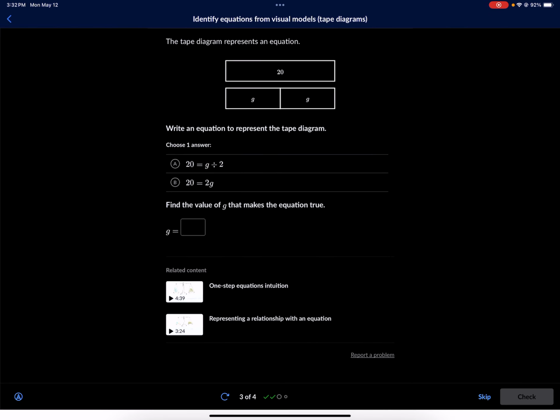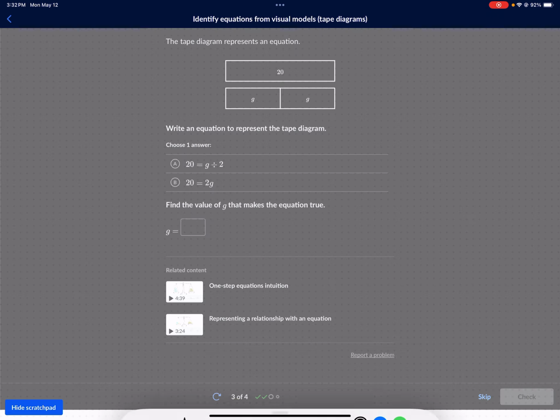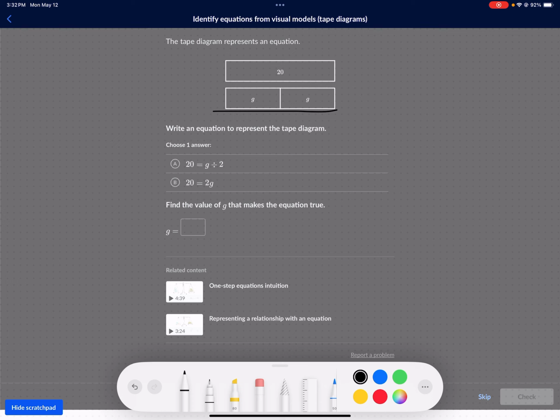Okay, moving along here. So we have another one of these. So we have two g's right here, right? So we take g plus g, which is 2g, because 2 times g is g plus g, because we add it twice. That's what multiplication is. And then that's equal to 20 because it's the equal value here.